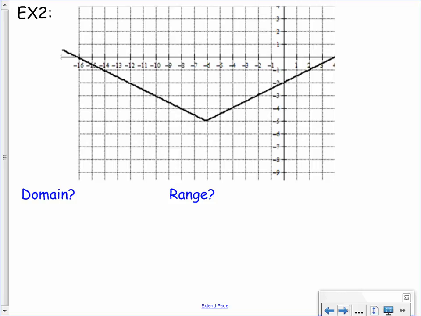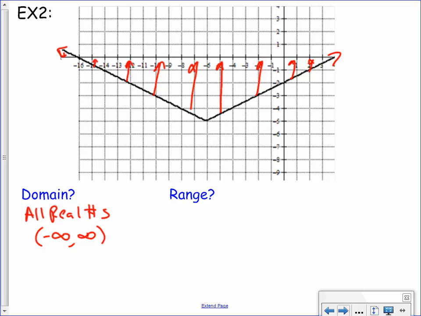This graph continually goes up, so it keeps on increasing. So you ask yourself, does the graph always have an x-coordinate? If you look, there'll always be some point that has an x. So the domain will be all real numbers, aka negative infinity to positive infinity.